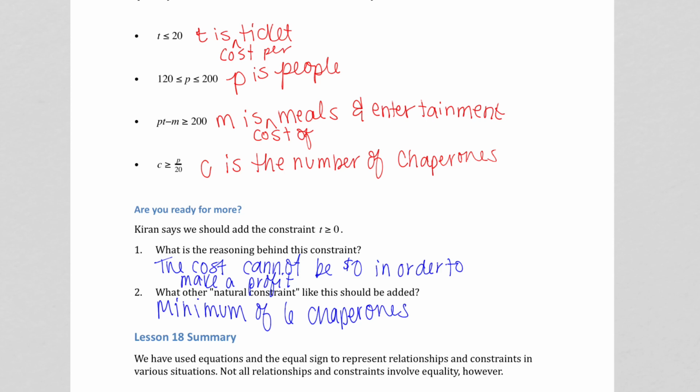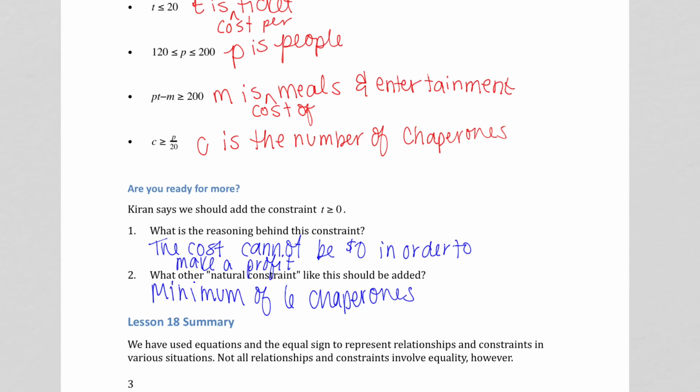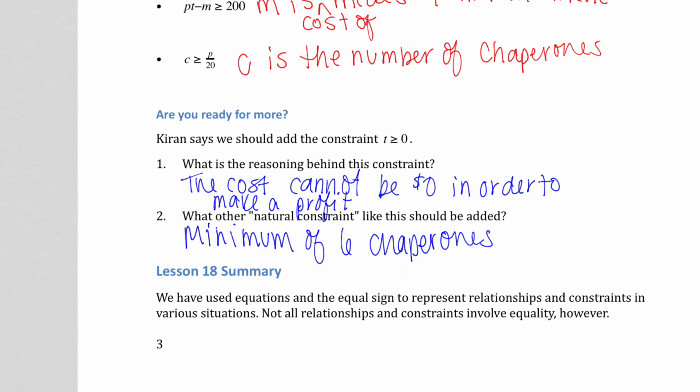What's another thing that we could say about the chaperones? What if I divide, let's say, 145 by 20? What will I get if I do that? 7.5. Can you have 0.5 of a chaperone? I mean, without causing physical violence, no. So it needs to be whole numbers only.